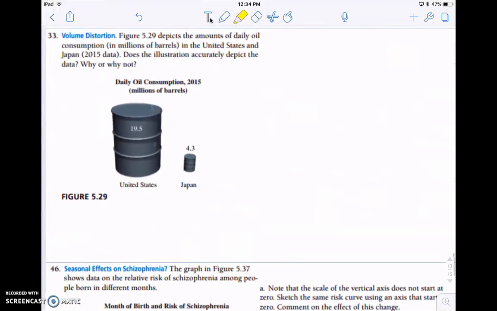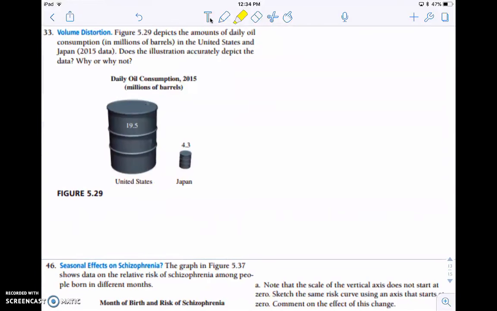Okay, this next one we're looking at is what's called volume distortion. So this figure down below depicts the amount of daily oil consumption in millions of barrels in the United States versus Japan from 2015 data. We want to know, does the illustration accurately depict the data, why or why not?